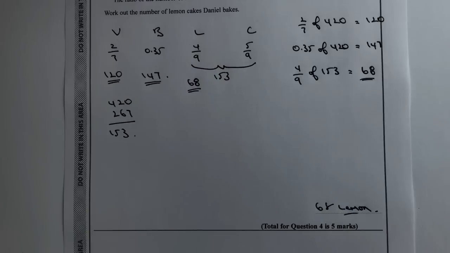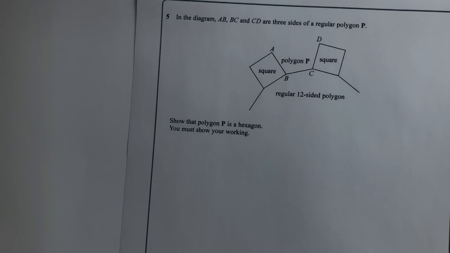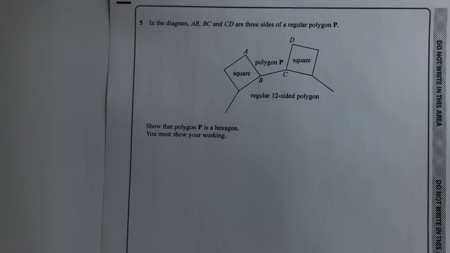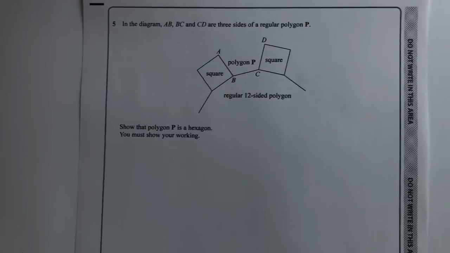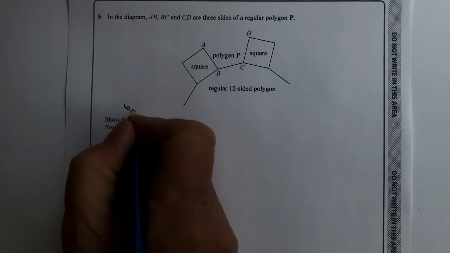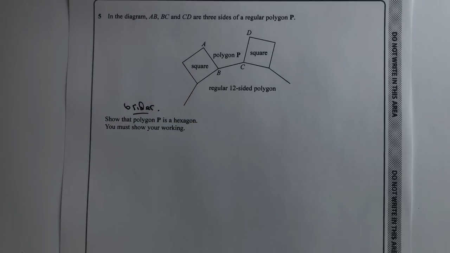Okay, so let's move on then to question number 5. Question number 5, a little bit more involved. It deals with angles in polygons, and it tells you that you've got two squares and a regular 12-sided polygon, and you need to show that polygon P is a hexagon. Okay, well, what do we know about a hexagon? Well, it's a 6-sided shape. So what we're saying is that polygon P has 6 sides. Okay, and that's important in order to prove this.